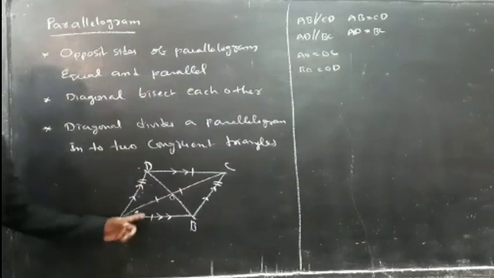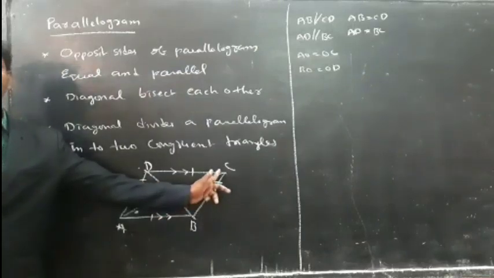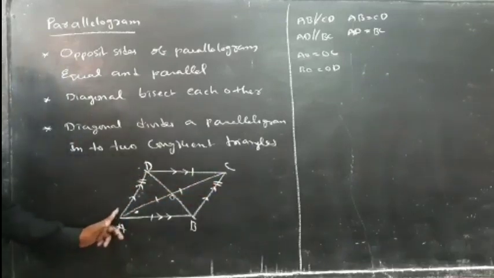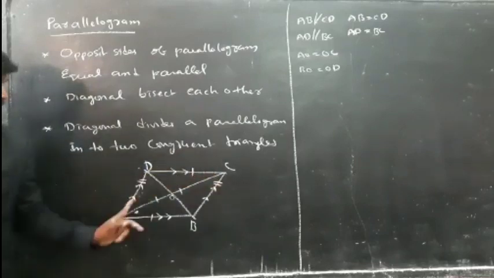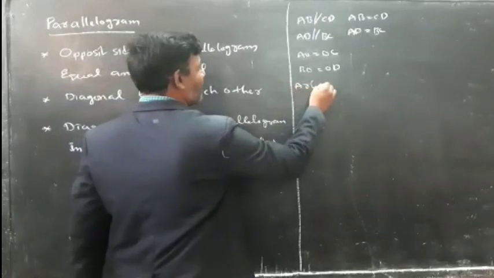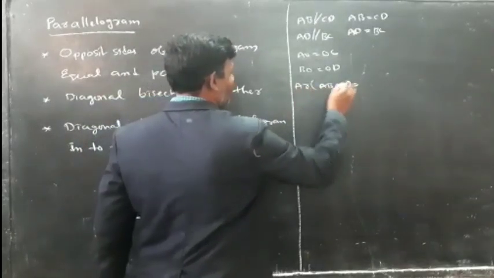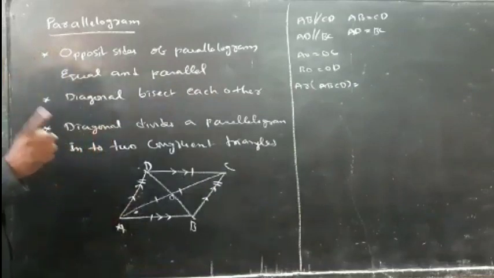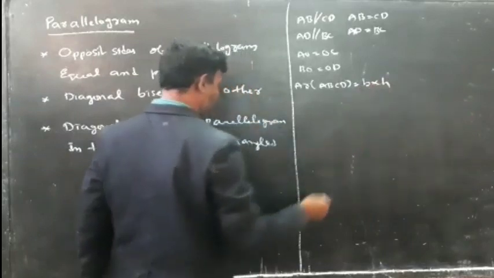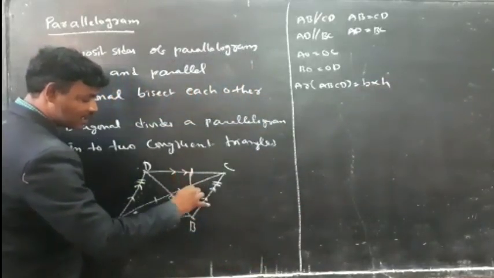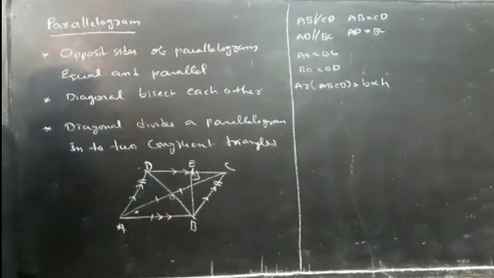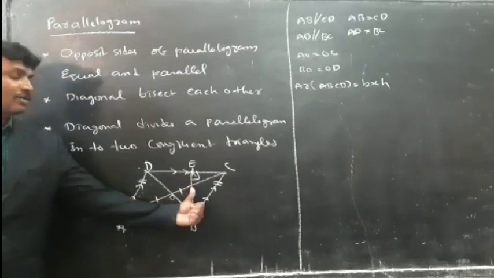Then, in a parallelogram, a diagonal divides the parallelogram into two congruent triangles. It means triangle ADC is congruent to triangle ABC. Next, what is the area? Area of parallelogram ABCD is equal to, what is the formula? Base into height. Height is the distance between two lines, that is BE, a perpendicular line. So base into height.